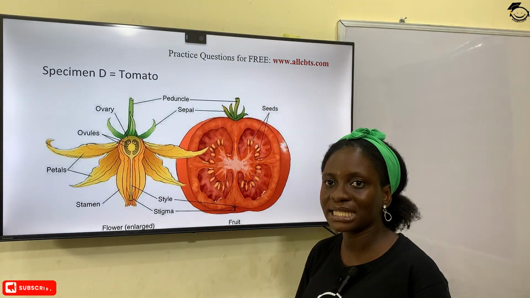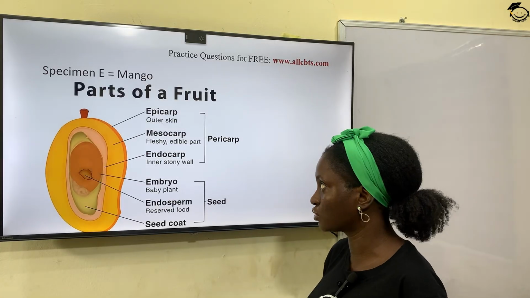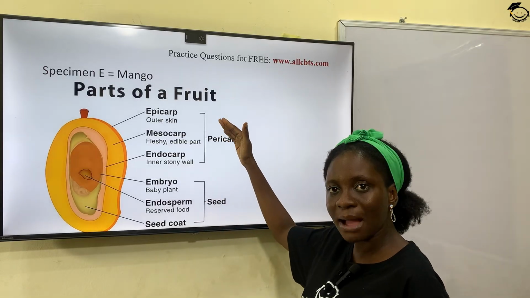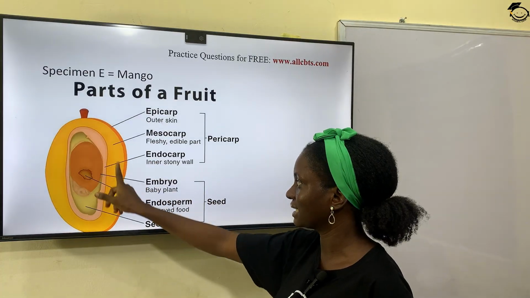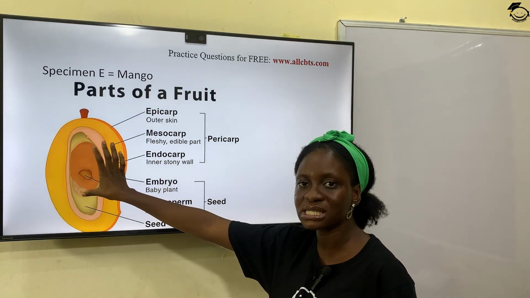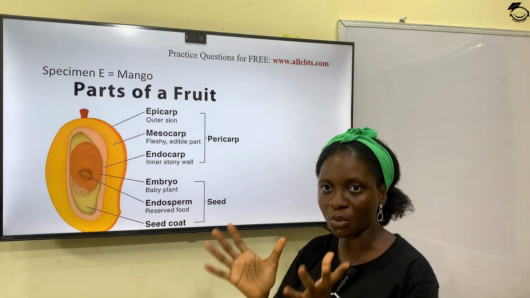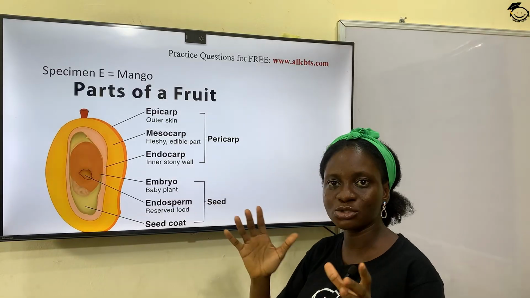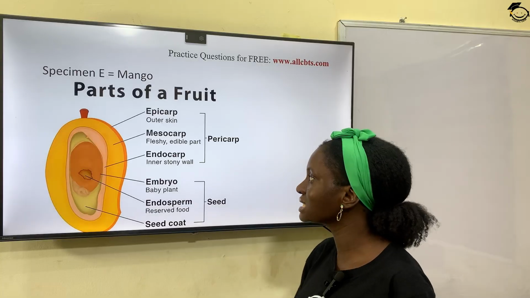For specimen E, we have mango fruit. For mango fruit, we have the pericarp, which is the outer part that houses the seed, the outer part of a mango. And in that seed inside, we have the two parts, the flesh that you eat, then the seed inside.